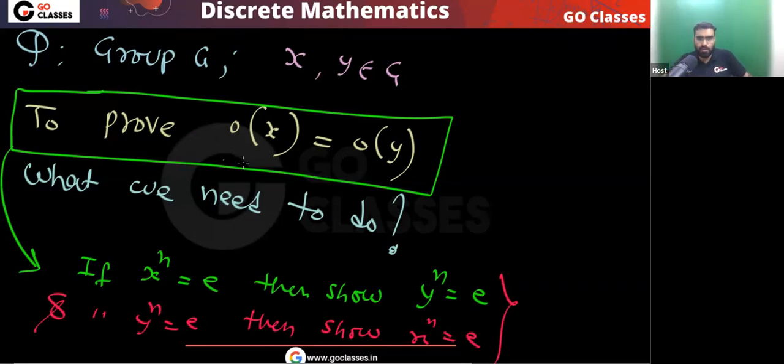If you want to prove that two elements have the same order, just prove that if x power n is e, then y power n is also e. If y power n is e, then x power n is also e. Whenever this is becoming e, this is also becoming e, and whenever this is becoming e, this is also becoming e. So their order will be the same. Agree? Is this point clear?